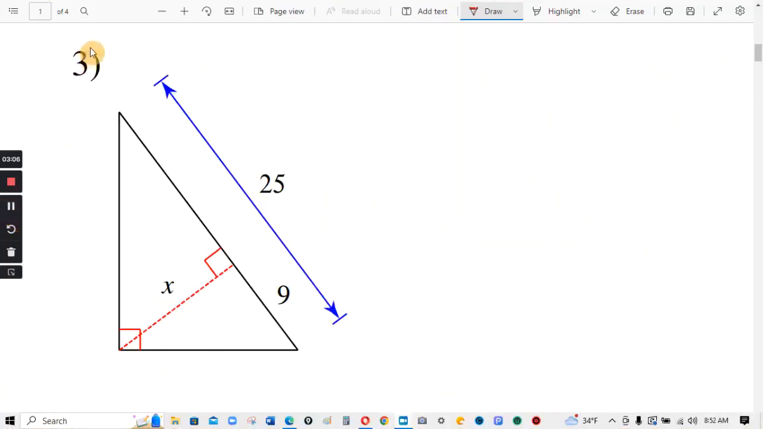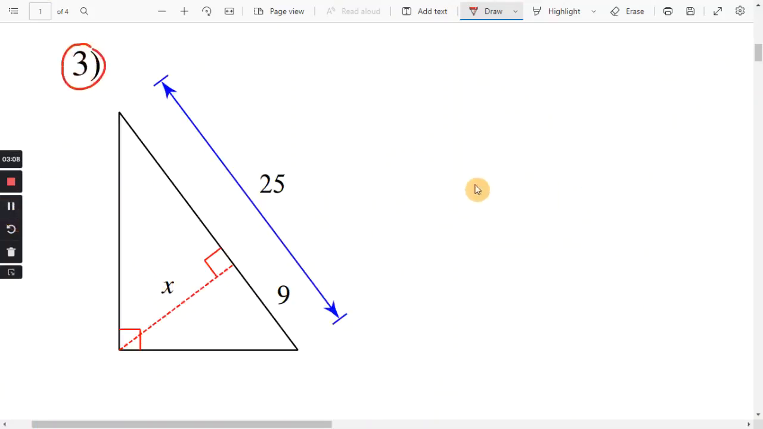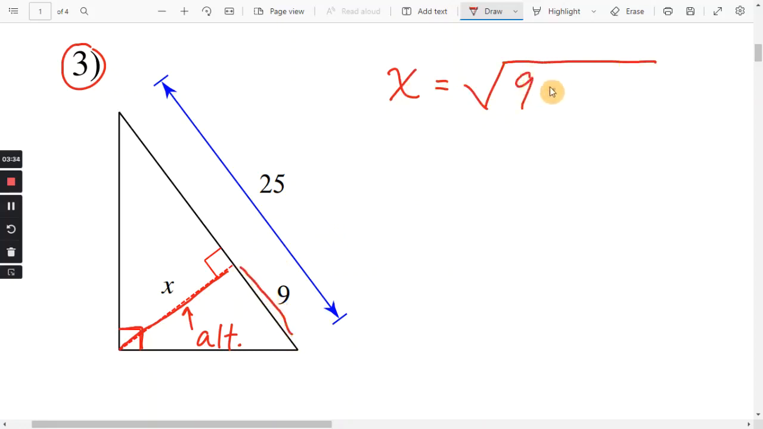Okay, please pause and try number 3. All right, we see the right angle here, and this is the altitude right here. That is the altitude. I'll just write ALT. Okay, so the altitude, x, is going to equal the square root of this segment, which is 9, times this segment here.